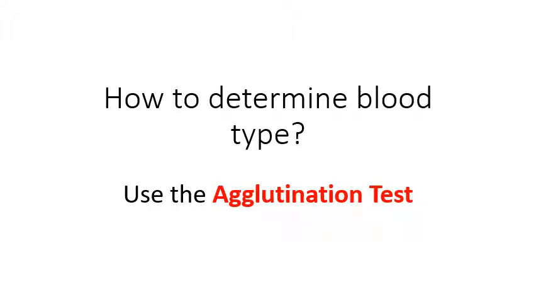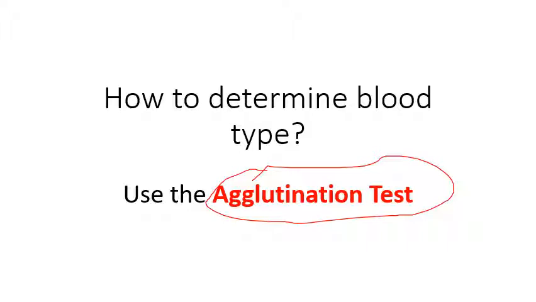All right, how do you go about determining which blood type somebody has? You use a test which is known as the agglutination test. The word agglutination is what happens when you mix antibodies that react with blood cells that they react to.